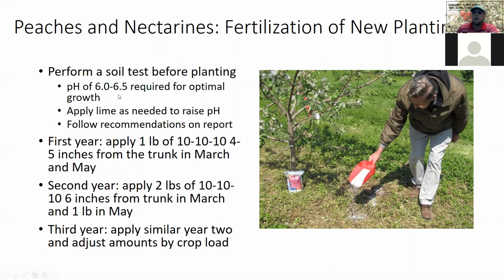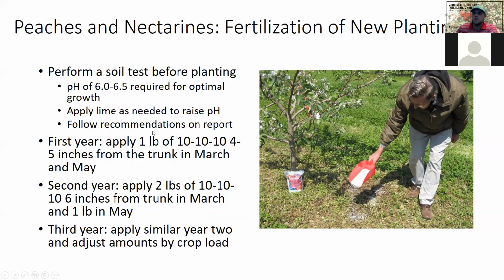You're going to spend money to plant these trees and have high dreams and hopes to hopefully have fruit down the road. For peaches, you want a pH of 6 to 6.5. Apply lime as needed to raise that pH up to 6 to 6.5. And follow those recommendations on your soil report. They'll usually give you a detailed fertilizer schedule.